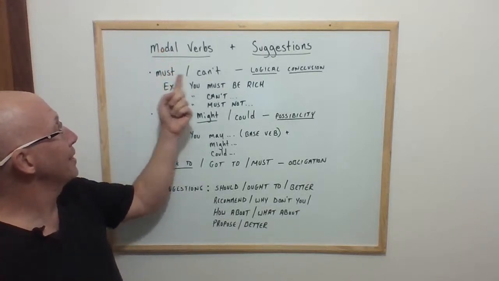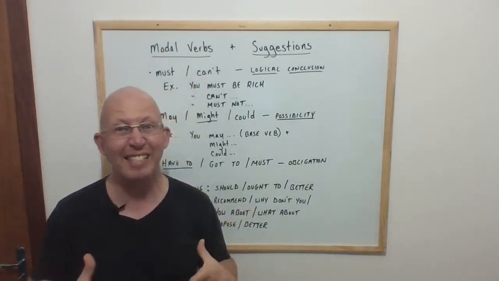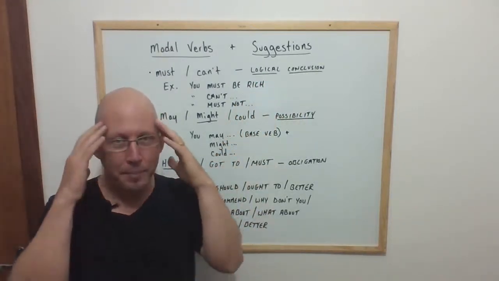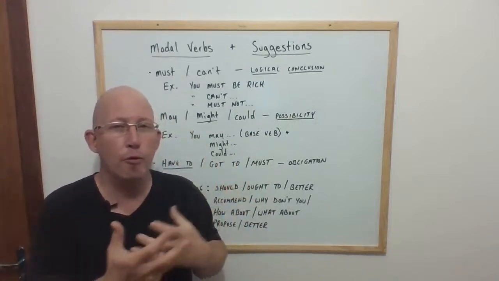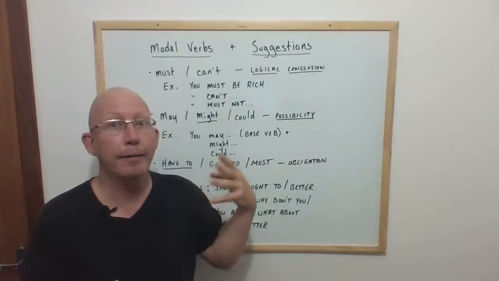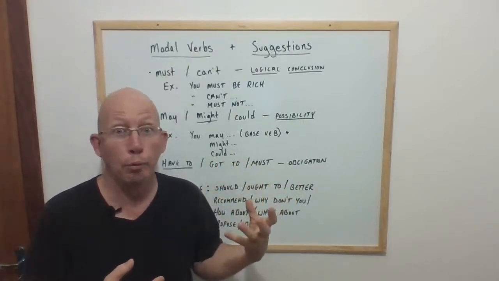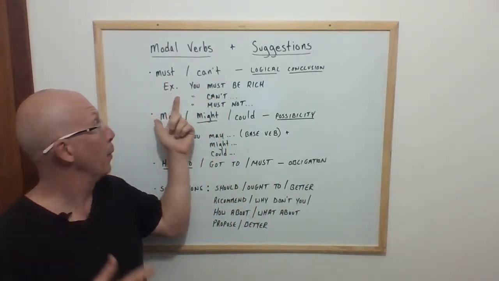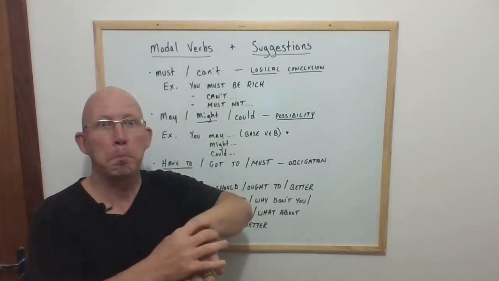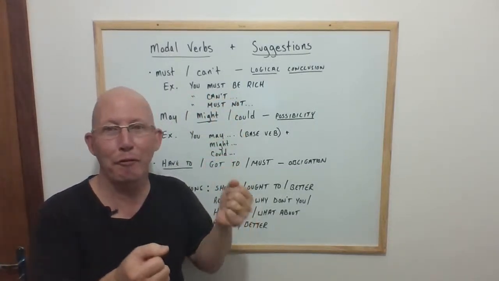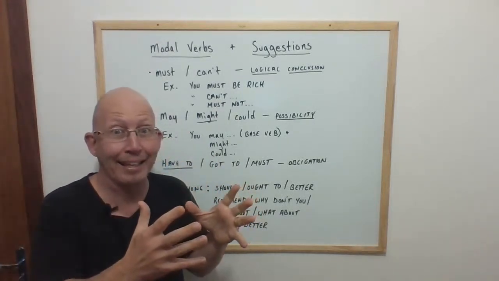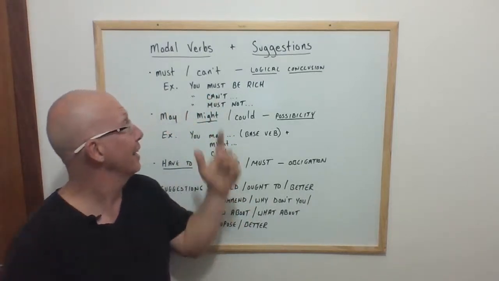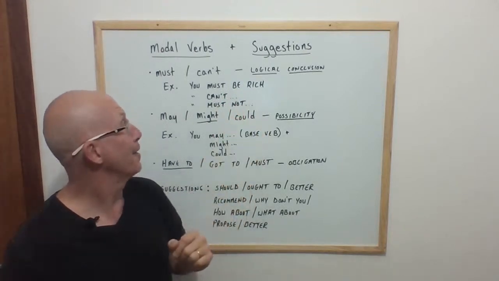Must, a modal verb, must and can't. When do we use these? Very easy. Logical conclusion, when you have something that just makes sense, something that you feel is going to happen in the future, or that it is true. So must or can't. An example: you must be rich. Maybe you have a Rolex, maybe you have a Ferrari. We look at that thing, okay? A gente olha assim e fala, nossa, esse cara deve ser, he must be rich, okay?